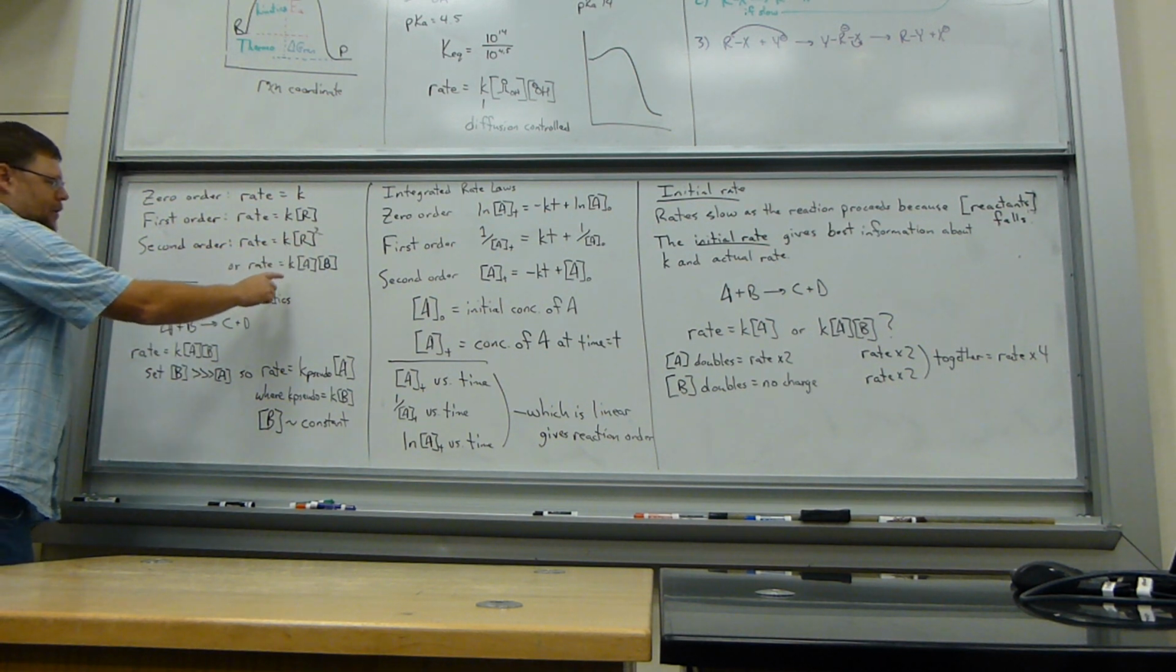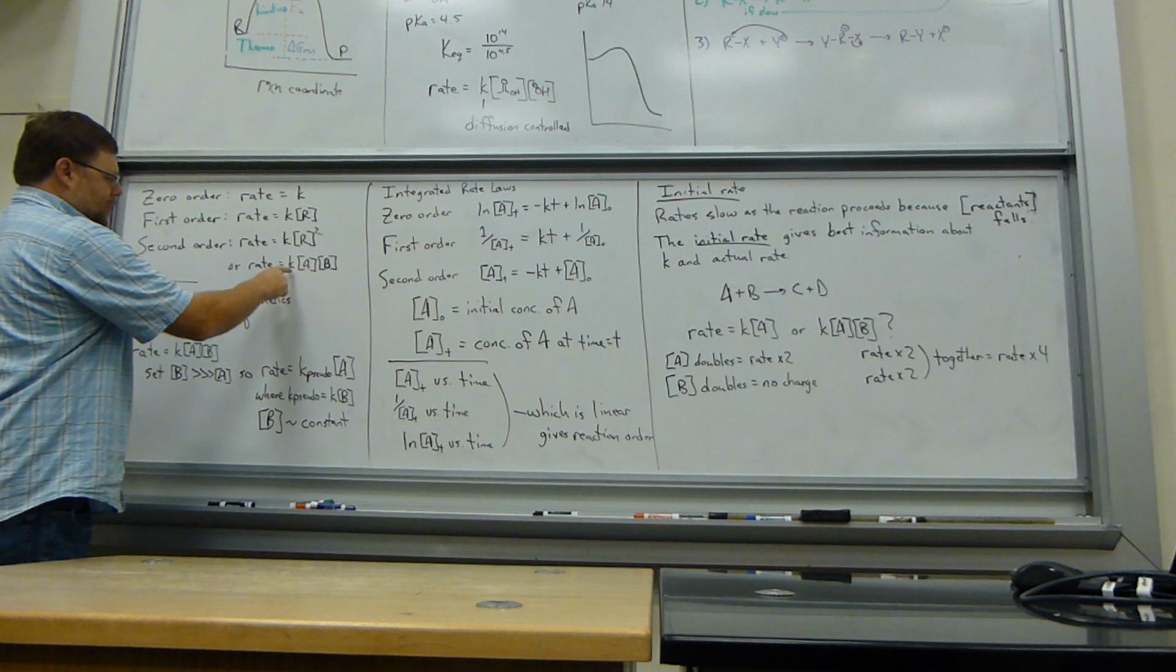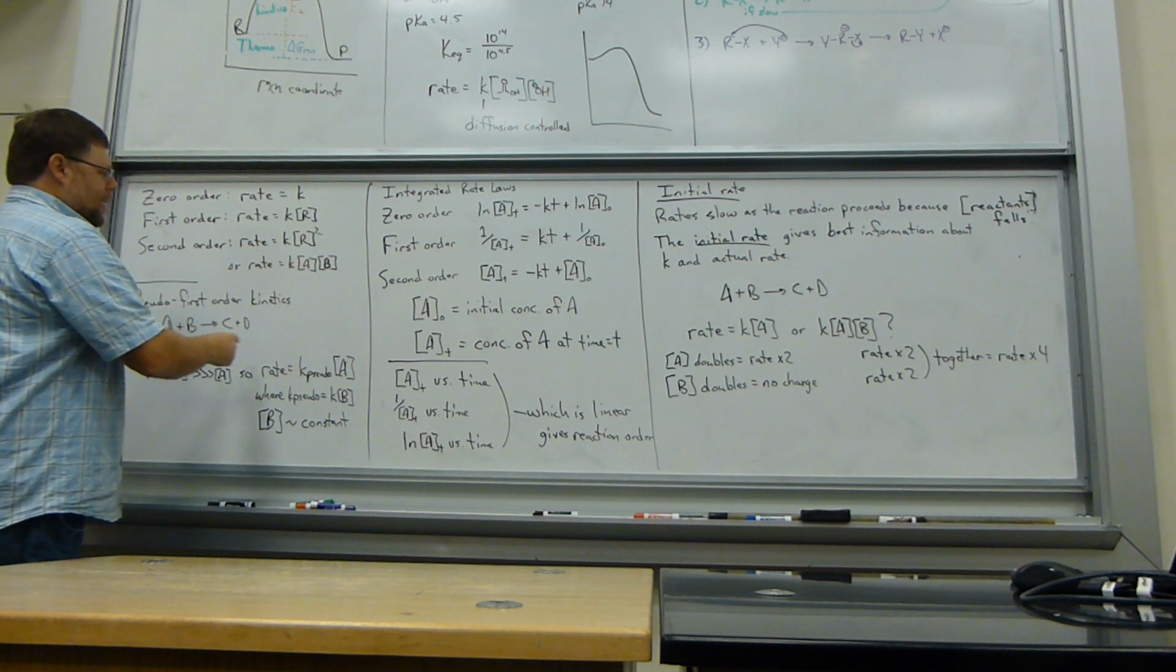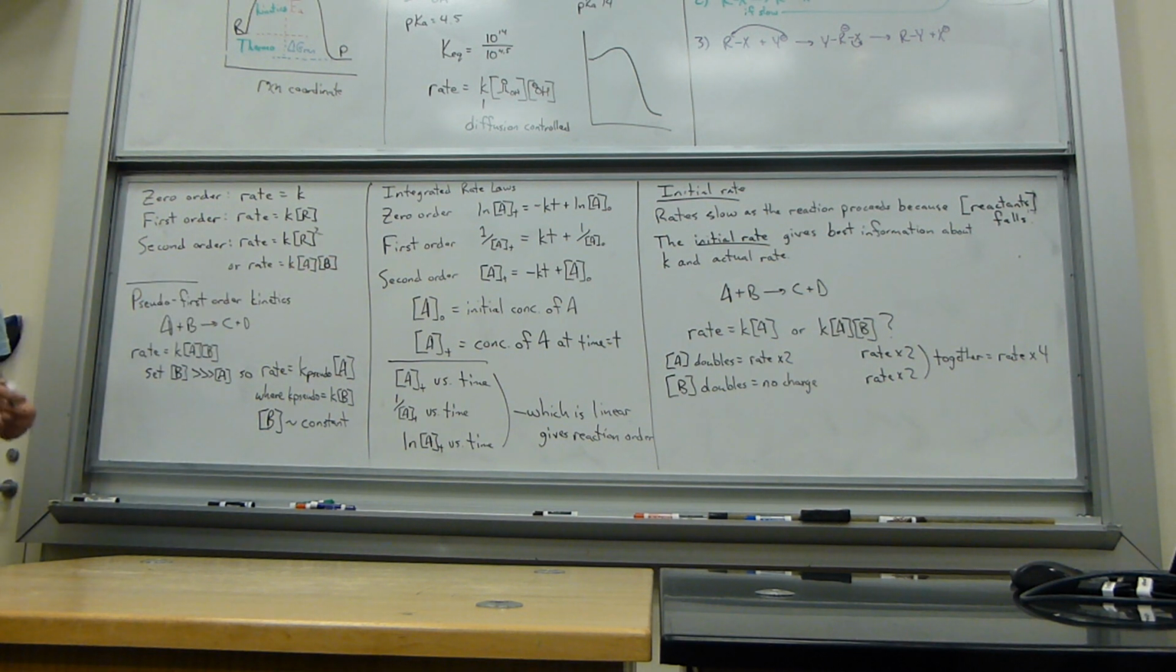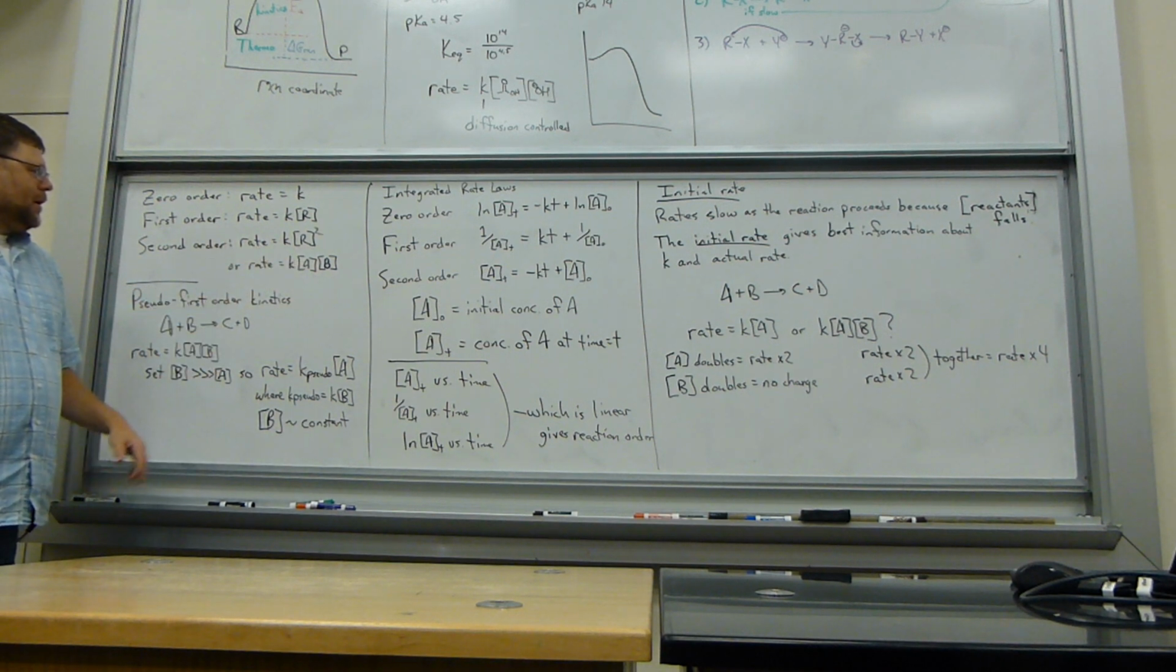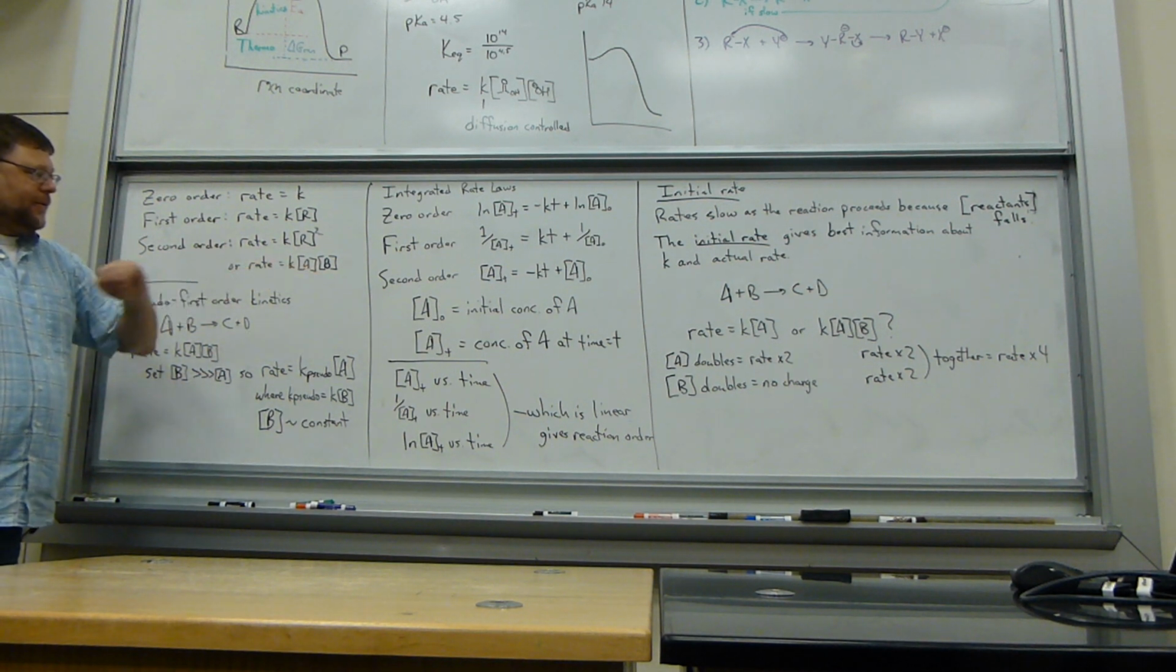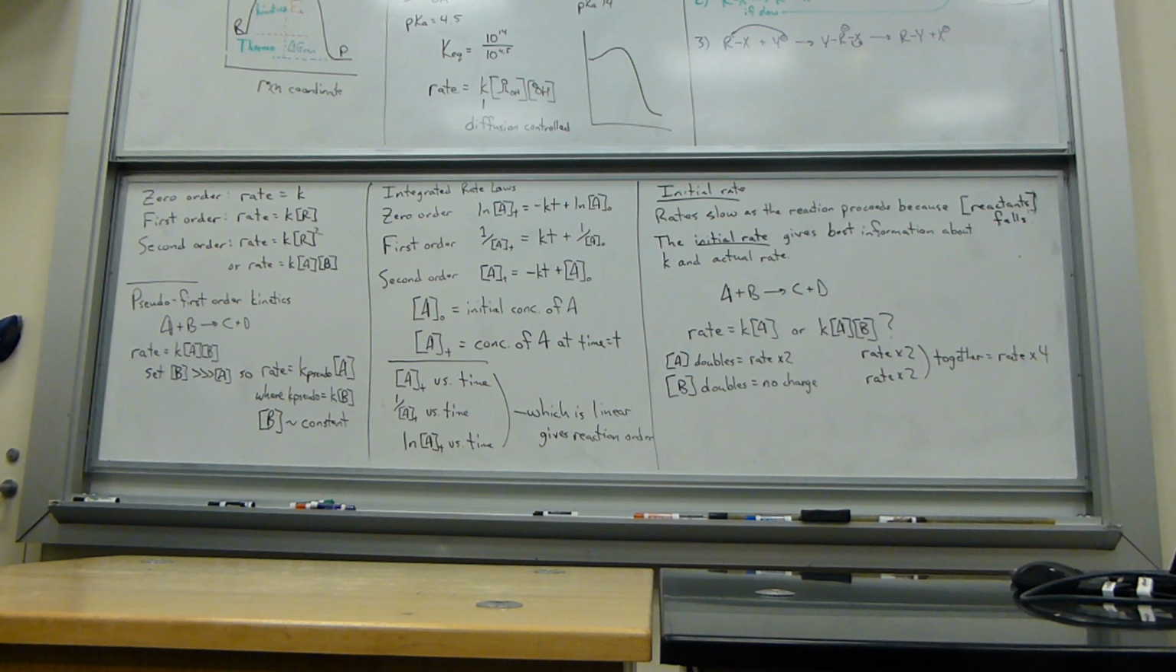And then in a reaction like this, where the rate is equal to k times A times B, if you double A, the rate doubles. If you double B, the rate doubles. If you double both of them, the rate goes up by a factor of 4. You can also run reactions that are what are called pseudo first order kinetics. So again, let's say we have a reaction A plus B goes to C plus D. The reaction rate is k times the concentration of A times the concentration of B.